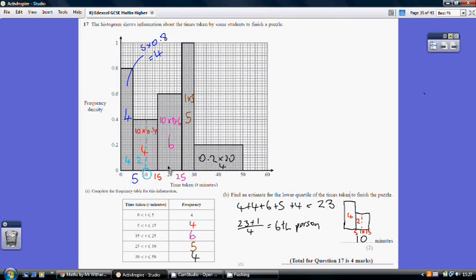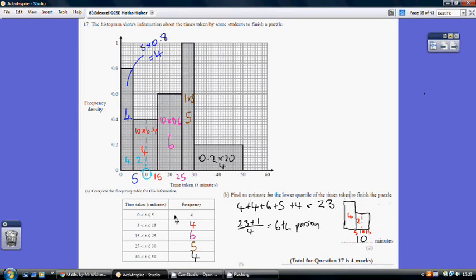The third column has a base of 10, a height of 0.6, and 10 times 0.6 is 6, and so on. The fourth column has a base of 5, a height of 1, and 5 times 1 is 5. Finally, this bar here has a base of 20, a height of 0.2, and 20 times 0.2 is 4. Now for part B, we're being asked to find an estimate for the lower quartile of the times taken to finish the puzzle.